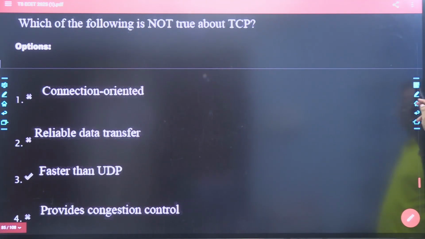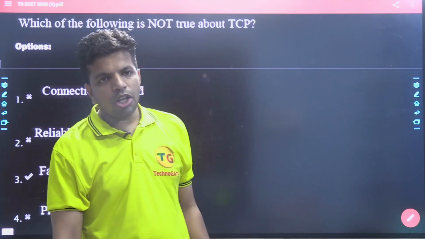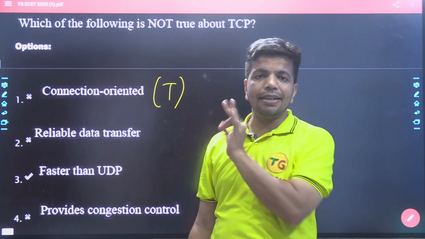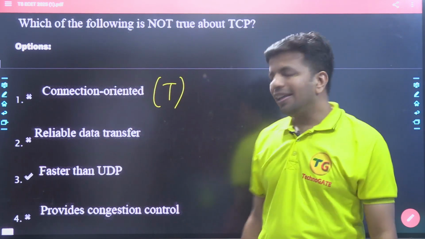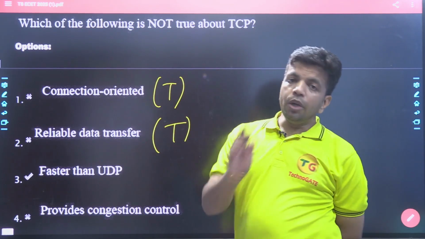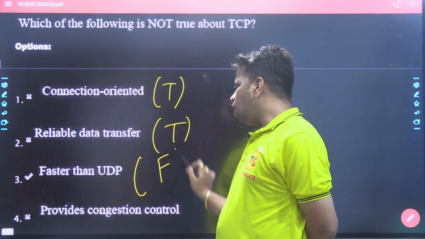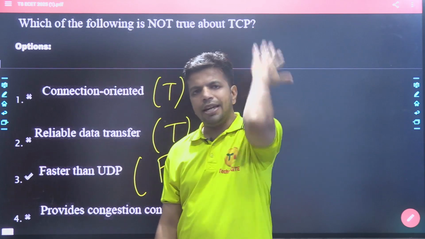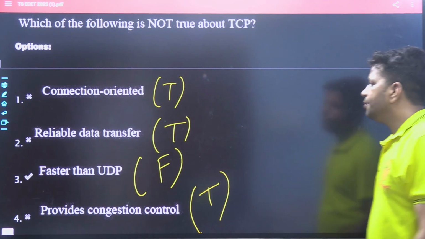Which statement is not true for TCP, Transmission Control Protocol? Is it connection oriented? Yes, TCP is connection oriented, UDP is connectionless. They both work at the transport layer. Reliable data transfer? Yes, because there is a connection. UDP is unreliable. Faster than UDP, that statement is false. It is slower than UDP because in UDP there is no need to make a connection; if you have data, you can send it. Provides congestion control? Yes, it does.